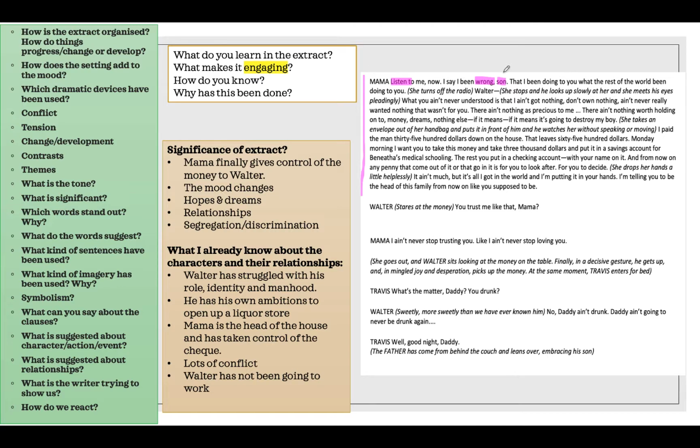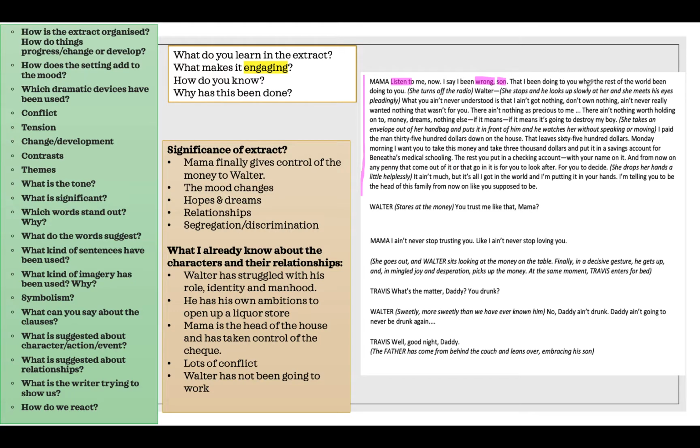There's been so much conflict between them. And even just at the start of this extract, there's been so much conflict. And then through the repetition of "wrong," showing that she's taking responsibility, but also the repetition of the word "son," it reminds us of this relationship that they have and this relationship that they can get back.